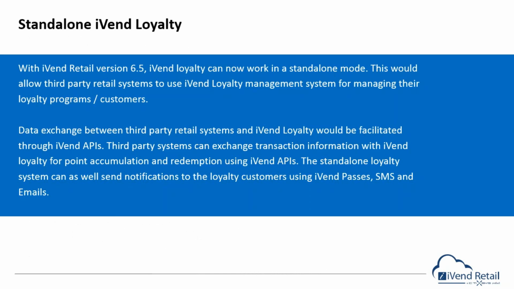So this is what we have with iVend version 6.5. Loyalty can now work as a standalone, depending upon the programs and the customers that would like to use it. Data exchange between the third-party retail system and iVend loyalty would use the iVend APIs. All right, this is again one of the best features, I must say, for 6.5.